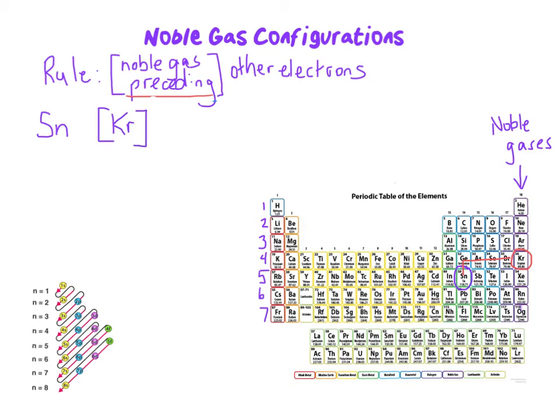Kr is configuring 36 electrons, but tin, if we look here, has 50 electrons. So I need to configure 14 more electrons. Where did I get that number? I took 50 minus 36 and got 14. So I need to now do the other electrons, okay?